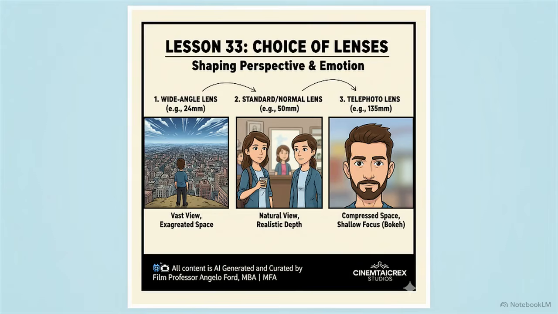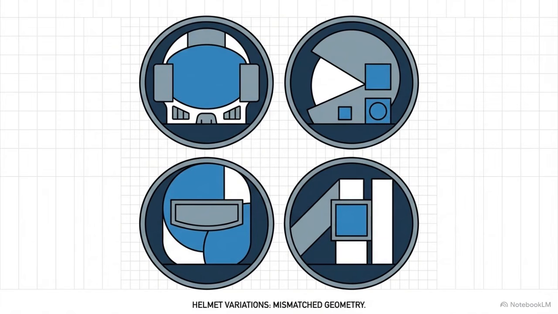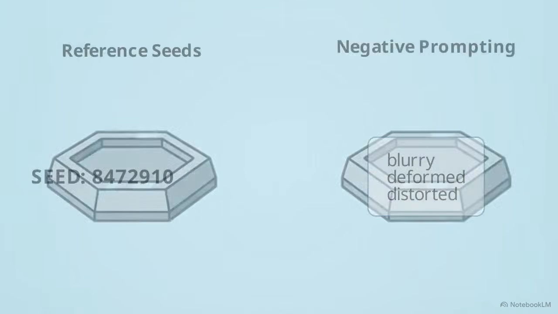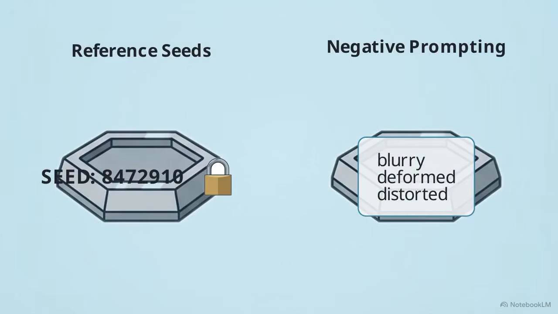This image shows 3 distinct panels illustrating wide-angle, standard/normal, and telephoto perspectives. To ensure your generated storyboards are practically shootable on set, your AI prompts must incorporate specific traditional cinematography terminology like these optical parameters. The primary challenge here is maintaining character and style consistency across dozens of generated frames. We solve this by utilizing reference seeds and negative prompting.